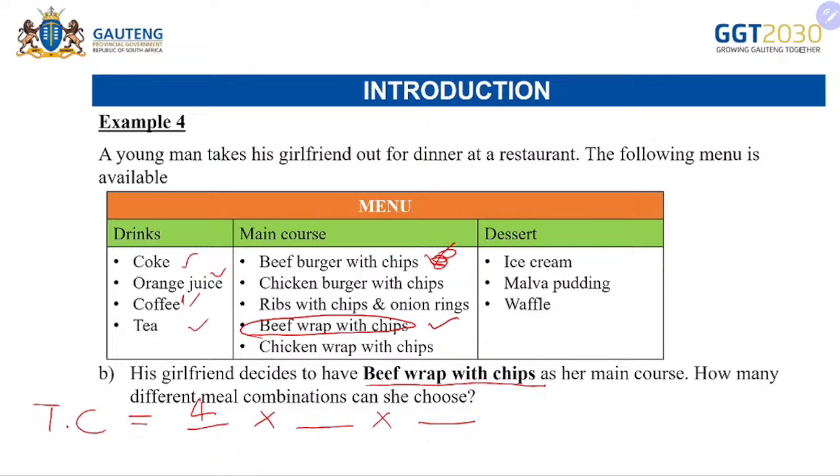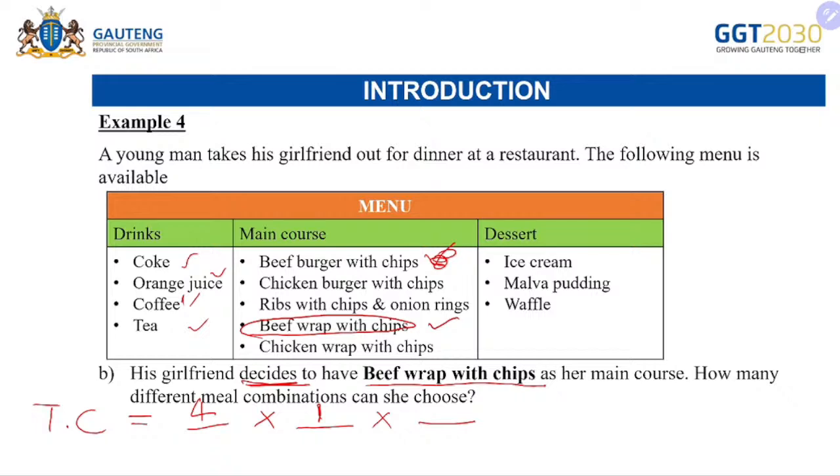How many choices does she have for the main course? For the main course, she has made a decision that she wants to have beef wrap with chips. So there is only 1 option there. It's no longer 5 options like the previous question. It's 1 option because she has made a decision that she wants to have beef wrap with chips.